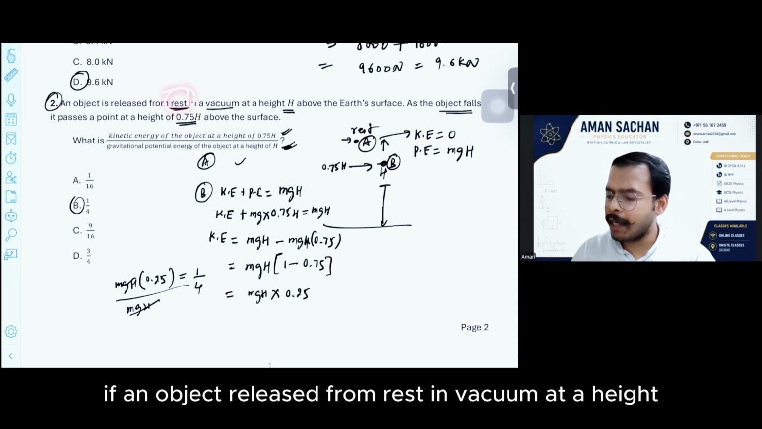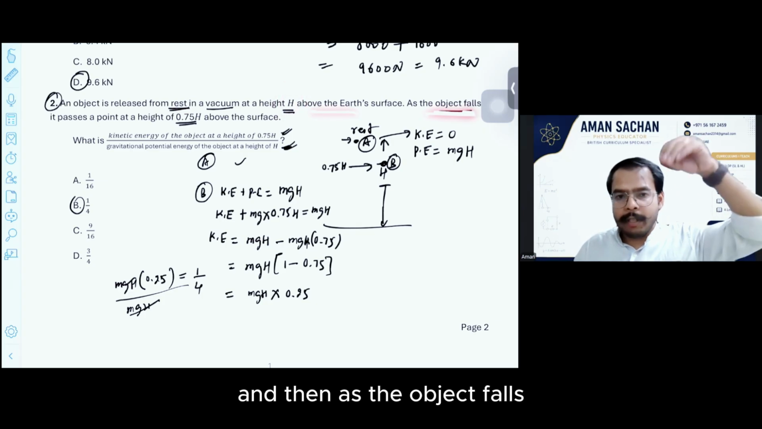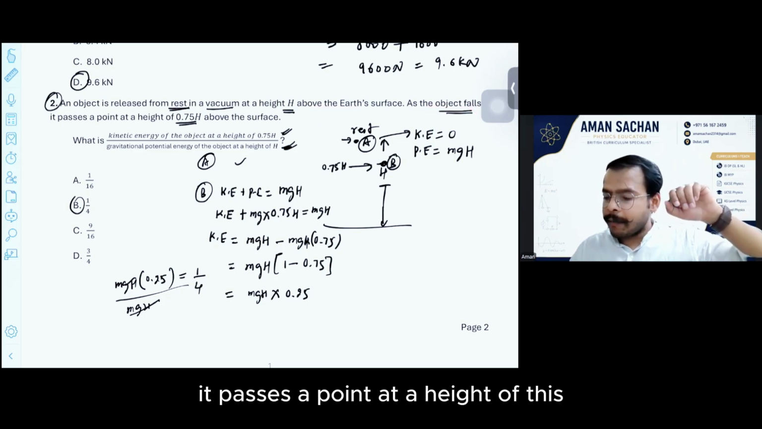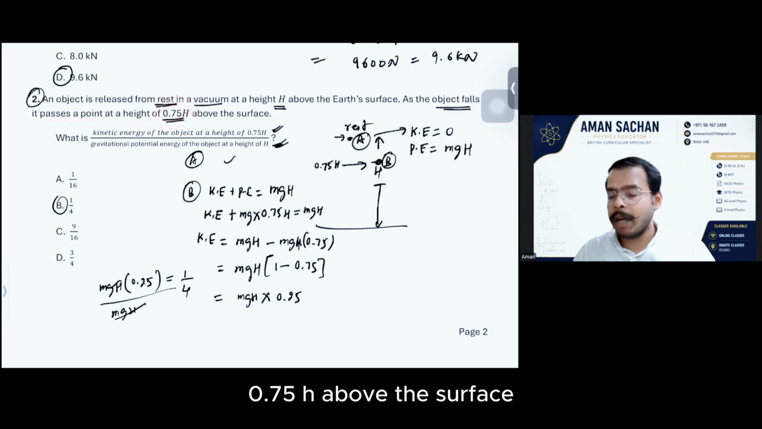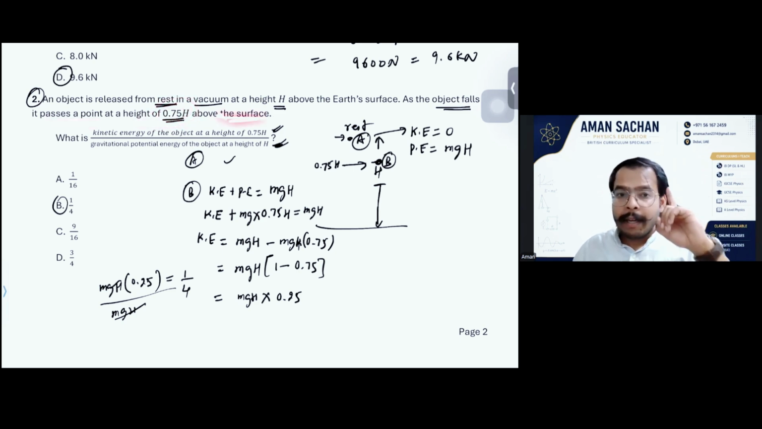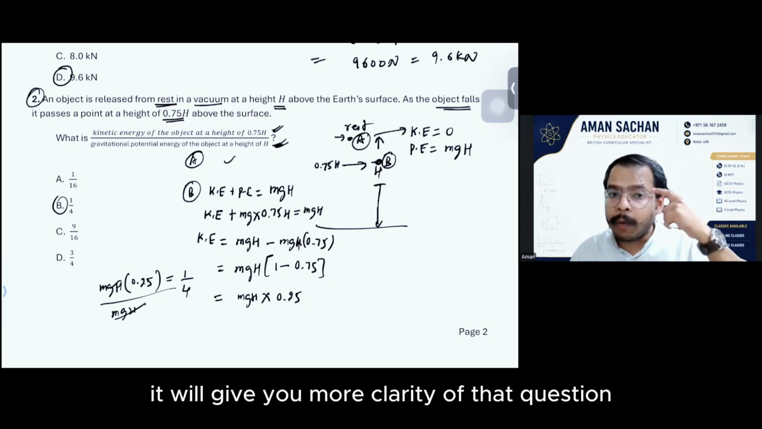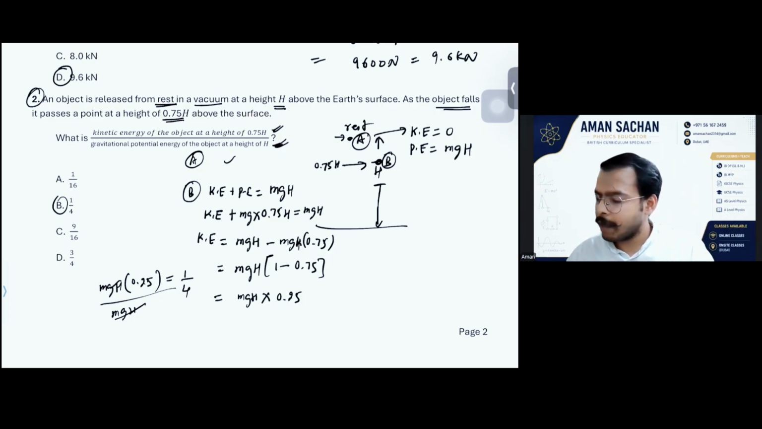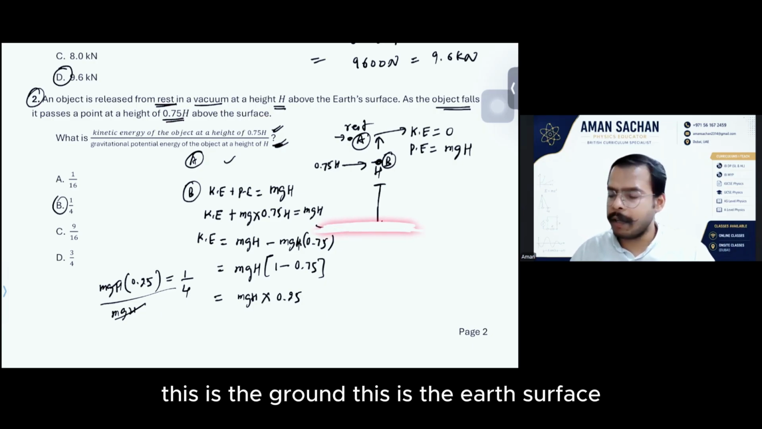See, an object is released from rest in a vacuum at a height h above the surface, and as the object falls, it passes a point at a height of 0.75h above the surface. Remember, when there is no diagram, make the diagram. It will give you more clarity on that question. So this is the same thing I did. This is the ground, the earth's surface.